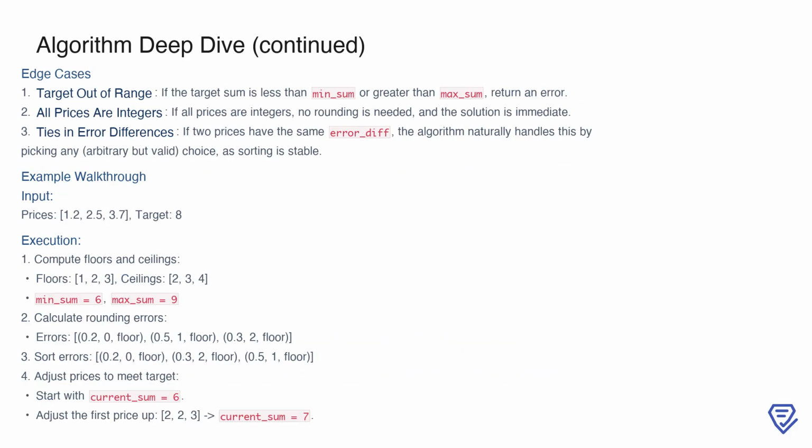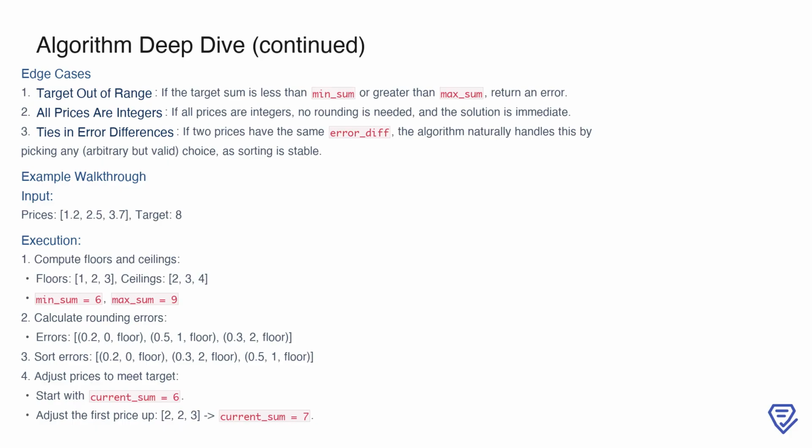Before applying the algorithm, it is essential to account for potential edge cases. If the target is outside the range defined by min_sum and max_sum, the problem is unsolvable, and we should return an error immediately. Another key edge case occurs when all the prices are already integers. In such scenarios, no rounding is needed, and the solution is trivial. Additionally, when two prices have the same error difference, the algorithm can handle these ties naturally due to the stability of the sorting process, ensuring that any valid choice is acceptable.